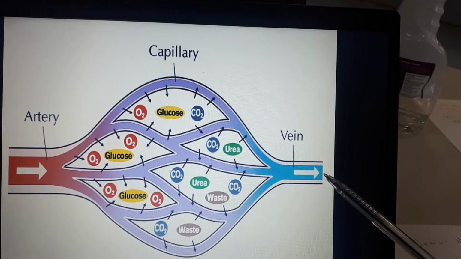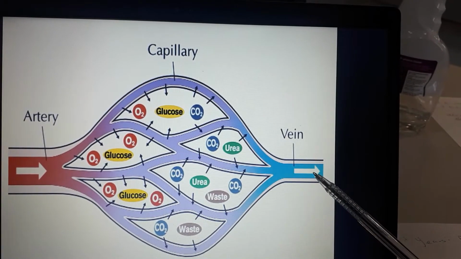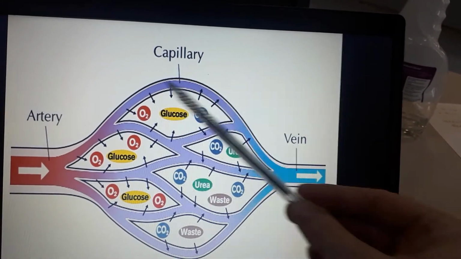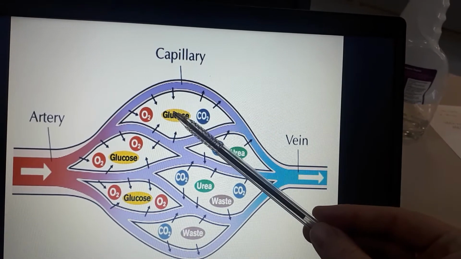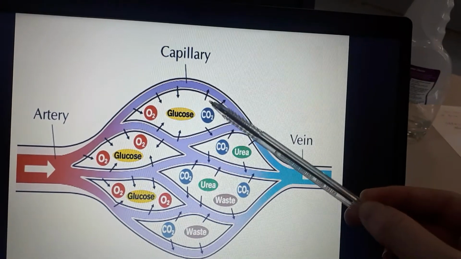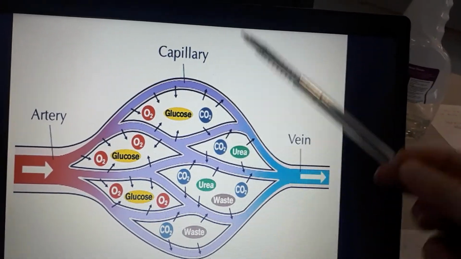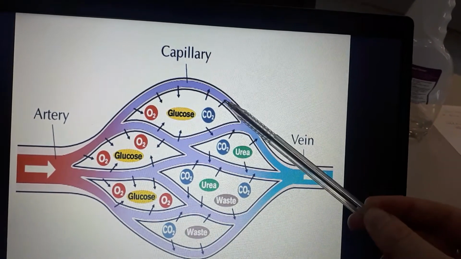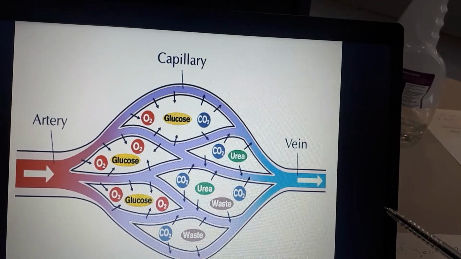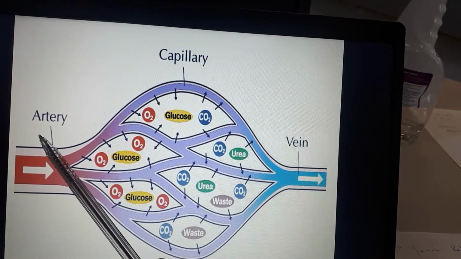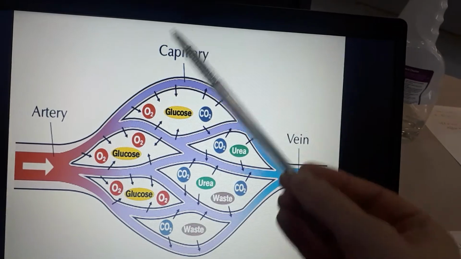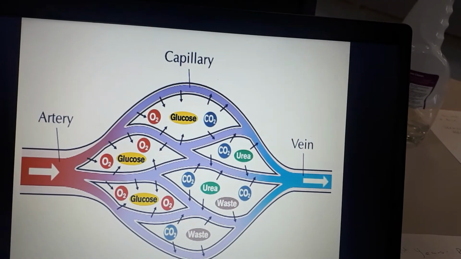And all those wastes then are going to be carried back to the heart by the vein. So remember, the artery carries blood away from the heart. The capillary allows the glucose and oxygen to go from the blood into my cells. The capillary also allows my wastes, my carbon dioxide and my urea, my water, to go back from my cells into the capillaries and then into my vein and back to my heart. So three blood vessels: an artery carries blood away from the heart, my vein carries blood to the heart, and my capillary is responsible for my gases being exchanged.